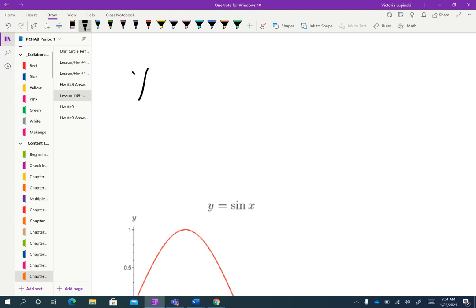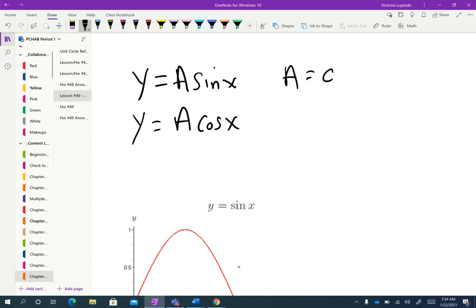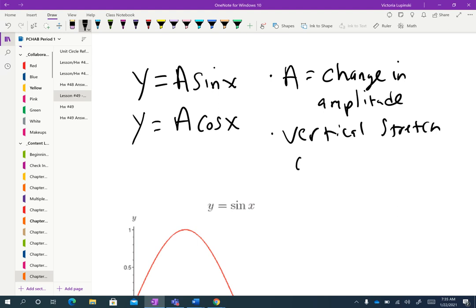So here are the first changes that you can make to a graph. You can take the sine wave and change it into y equals a times the sine of x, or you can write a times the cosine of x. It would work the same for sine or cosine. So what I want you to realize is that this a value is making a change in amplitude, which again, we just defined above. When you're talking about a change in amplitude, you're talking about a vertical stretch or shrink.